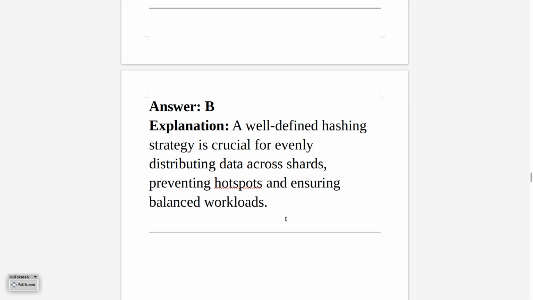I need to read up on sharding again. I only know a little bit about it. Like, it's good to have. It's good to enable. Question 13.